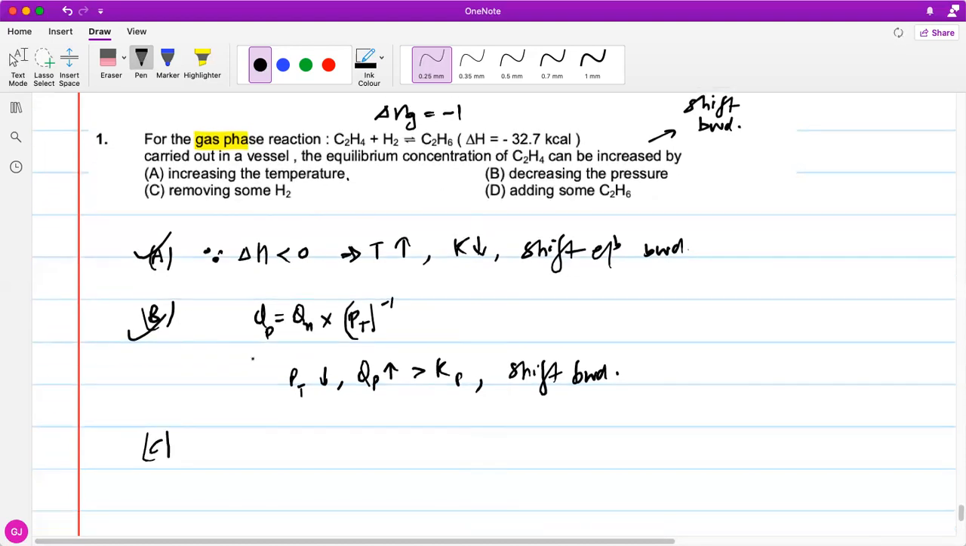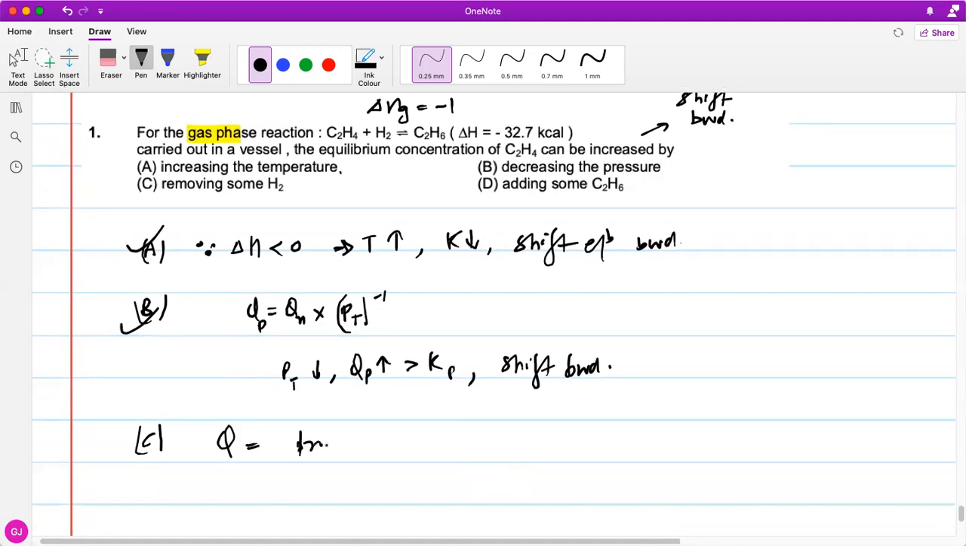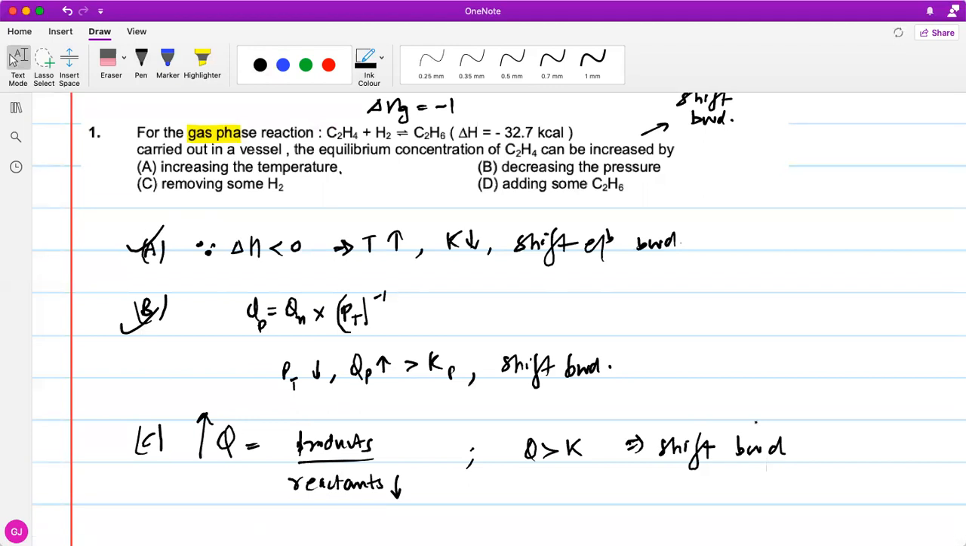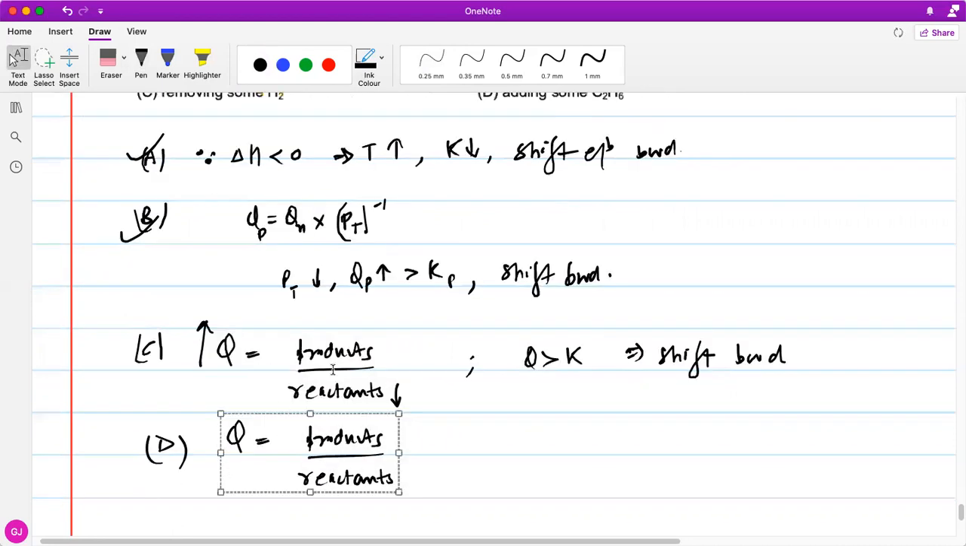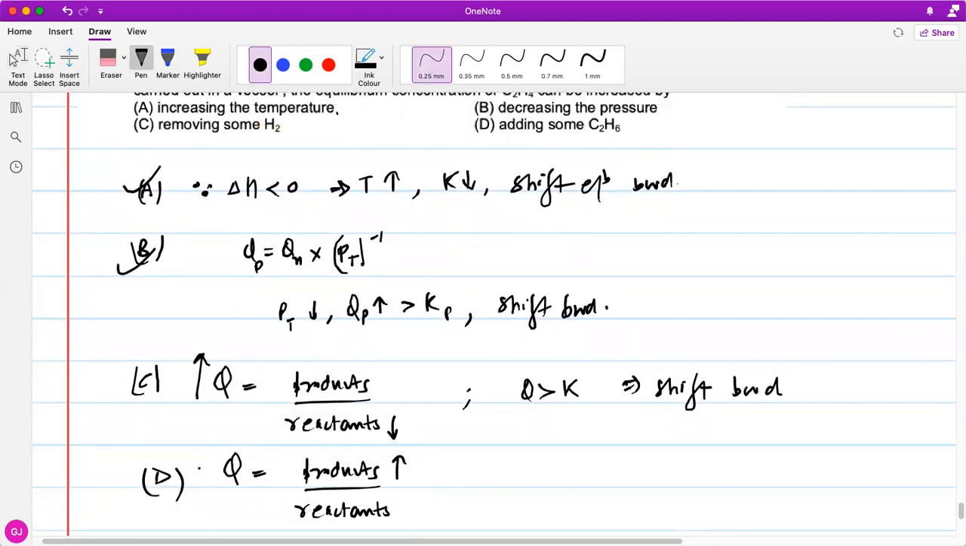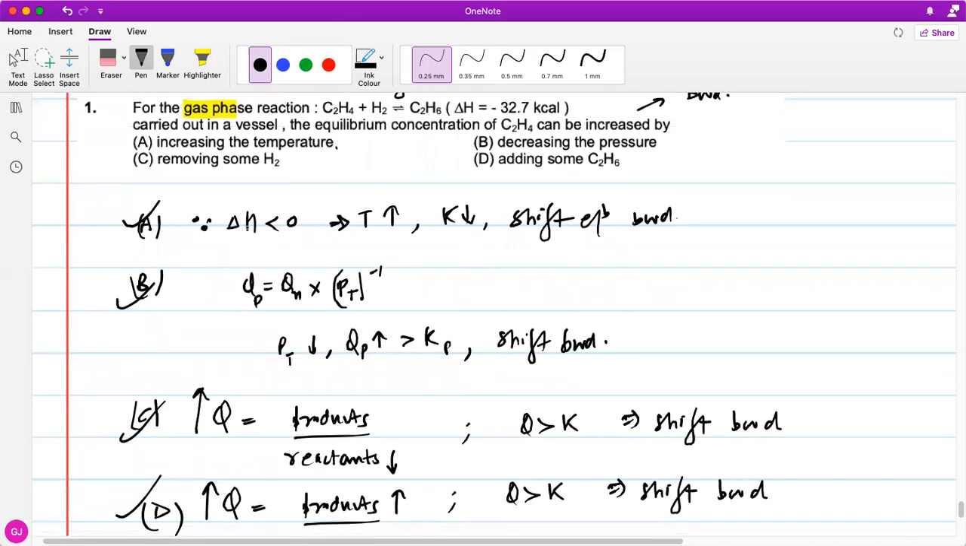Removing H2, right? How do we judge removal of H2? Well, again, you notice Q is products upon reactants, right? Now, the H2 is a reactant, so you are decreasing the reactant. You are decreasing the denominator. As a result, Q value would increase, right? Q becomes more than K, right? Implies the shift is backward, right? Now, adding some C2H6. So the assessment is in the same manner as we had talked about the C option, right? The same way Q is equal to products upon reactants. And in this case, C2H6 is actually the product and we are increasing it, right? So that would increase Q, right? And the entire same thing is applicable that yes, the reaction will shift backward. So all the 4 options here are applicable.